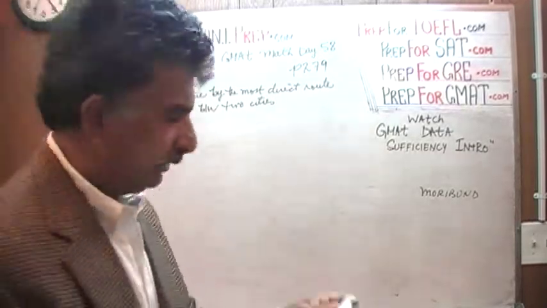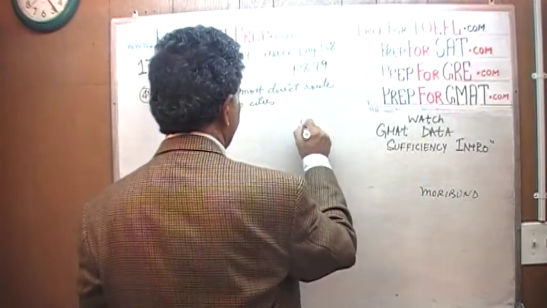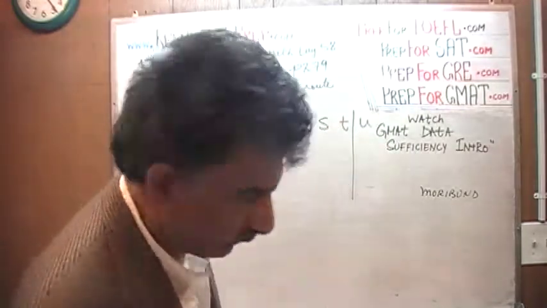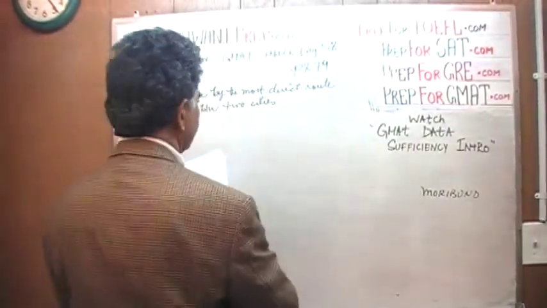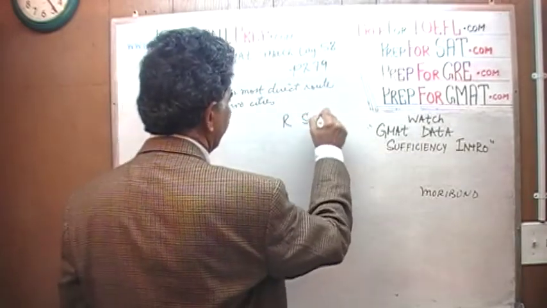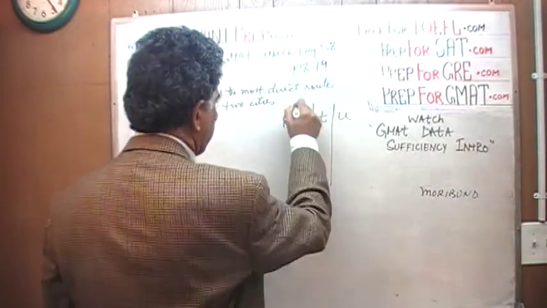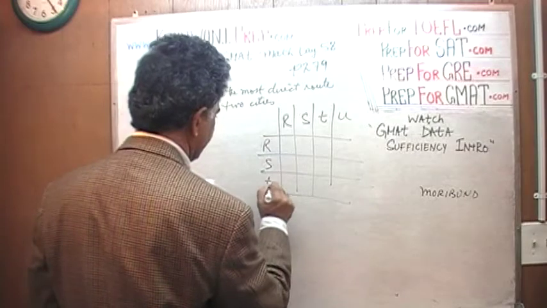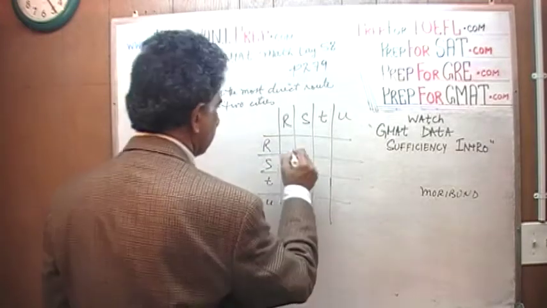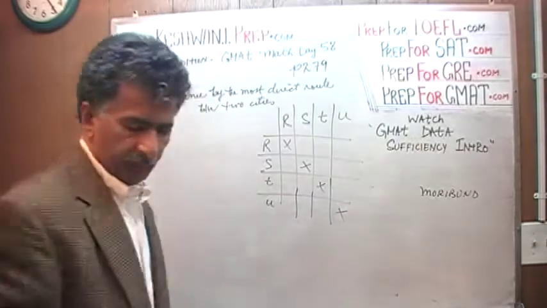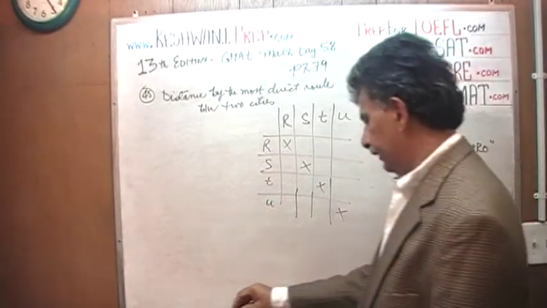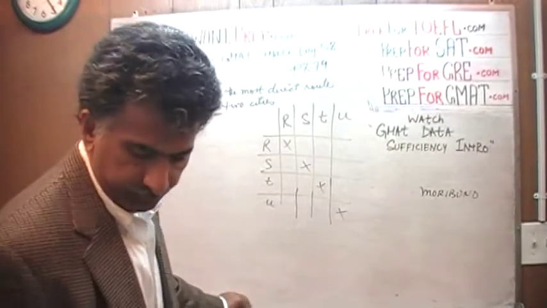So let me reproduce the chart here. We have four cities: R, S, T, and U. Of course, the diagonal entries are not going to apply, because these are the distances from a city to the city itself, which is ridiculous. So we're not going to worry about that. Let's fill out the entry for the others.